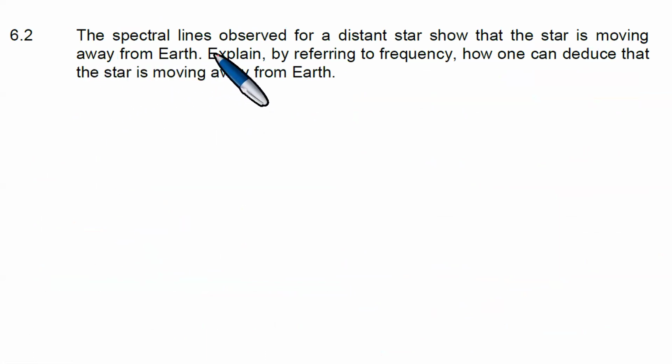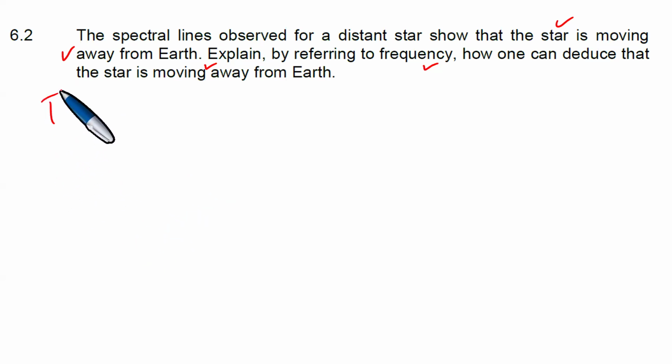The last question: the spectral lines observed for a distant star show that the star is moving away from Earth. Explain, by referring to frequency, how one can deduce that the star is moving away from Earth. We need to explain by referring to frequency.